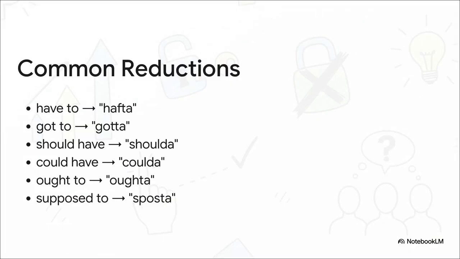Have to almost always becomes hafta. Got to turns into gotta. When we're talking about the past, should have sounds a lot like shoulda, and could have sounds like coulda. Ought to becomes oughta, and supposed to gets shortened all the way down to supposta. Start listening for these, and I promise you'll hear them everywhere.